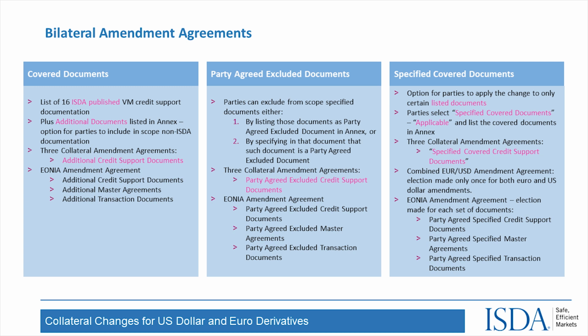To do this, there is a toggle which parties have to switch on. So at the beginning of each election, there is an option that says specified covered documents applicable or not applicable. So parties toggle this on and off. If they specify not applicable, then they get the standard covered documents. But if they specify applicable, then the only documents that will be amended are those that are listed in an annex. For the collateral amendment agreements, these are only credit support documents which can be specified. But the Ionia Amendment Agreement allows parties to specify credit support documents, master agreements, or transaction documents.